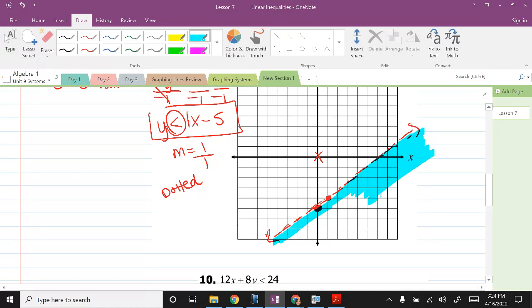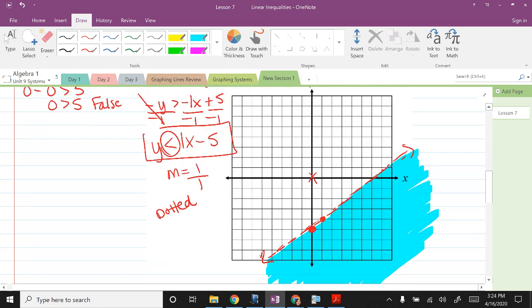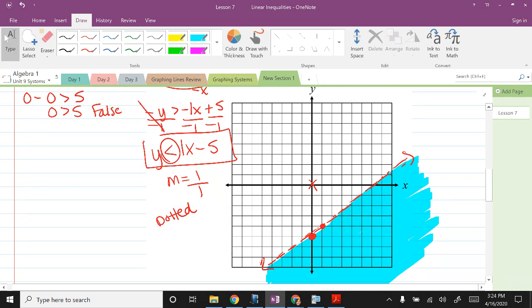So if you get a true statement, you color where your test point was. If you get a false statement, you shade the other side. So if your test point is true, you shade the side where the test point was. If it's false, you shade the other side. Okay? That just takes practice.